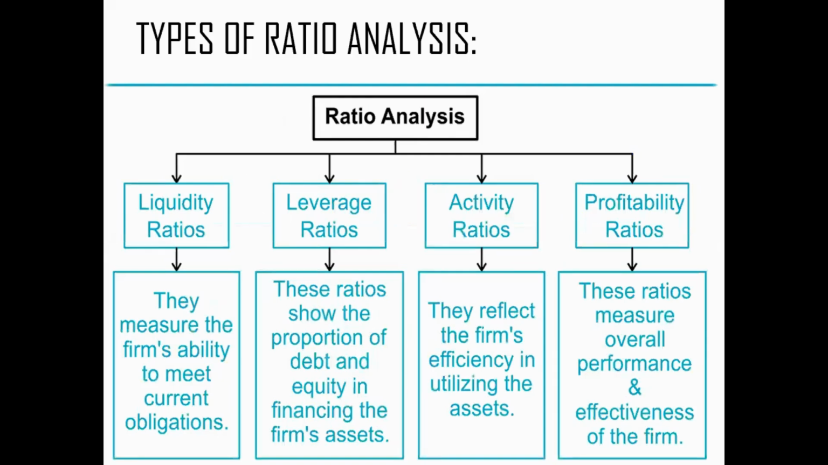These are the types of ratio analysis. Ratio analysis has four types. One is liquidity ratio, which measures the firm's ability to meet current obligations. Leverage ratio: this ratio shows the proportion of debt and equity in the firm's assets. Activity ratio: it reflects the firm's efficiency in utilizing the assets. Profitability ratio: this ratio measures the overall performance and effectiveness of the firm.